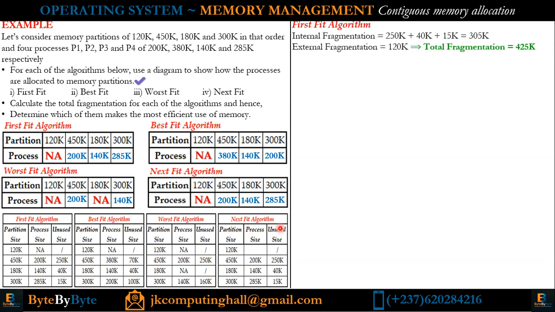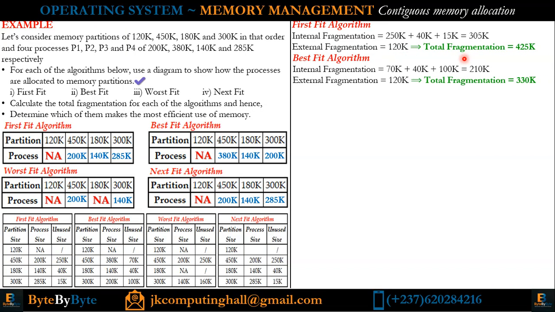So now for the first fit, internal fragmentation is 250 plus 40 plus 15, which is 305k. Then the external fragmentation is simply the partition that was not allocated, which is 120k. Hence, total fragmentation is 305 plus 120, giving us 425k. For the best fit algorithm, we have as internal fragmentation 70 plus 40 plus 100, giving us 210k, and the external fragmentation 120k, giving a total fragmentation of 330k.